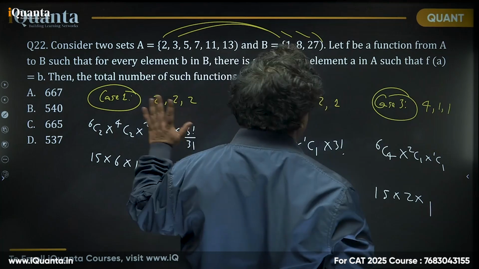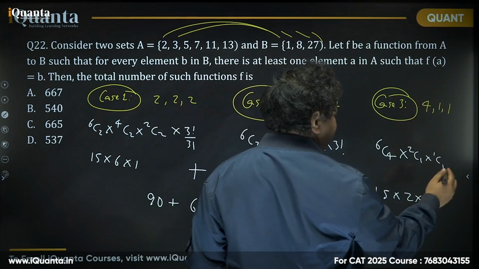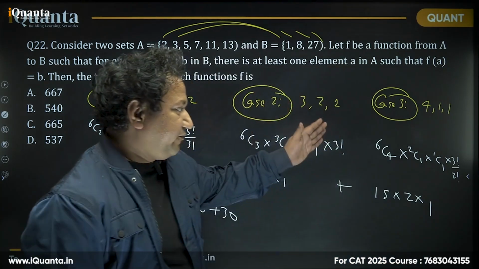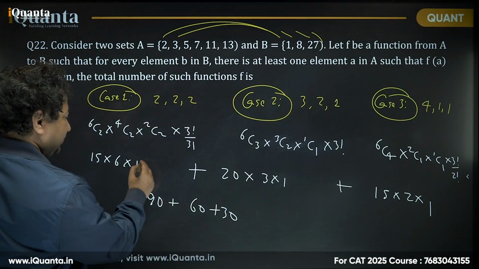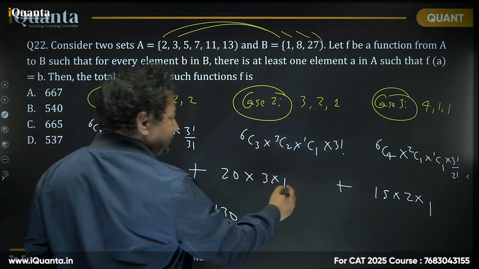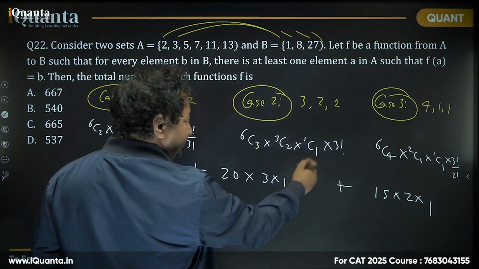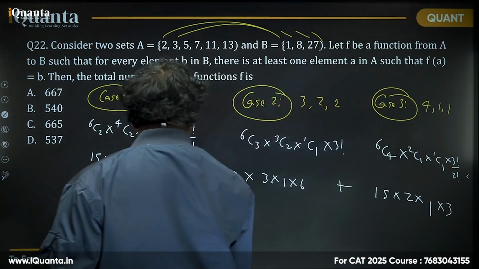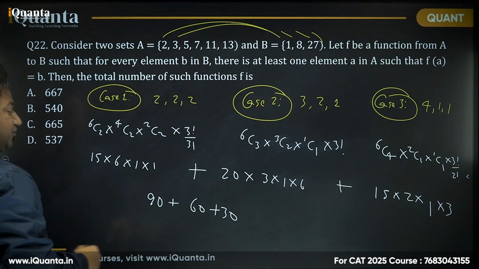Here we have two same and one distinct, so factorial 3 upon factorial 2. When the things are same, we will divide. So this is 1 only. This is how much? Factorial 3 is 6. And this is how much? Into 3. A lot of people must have done this.